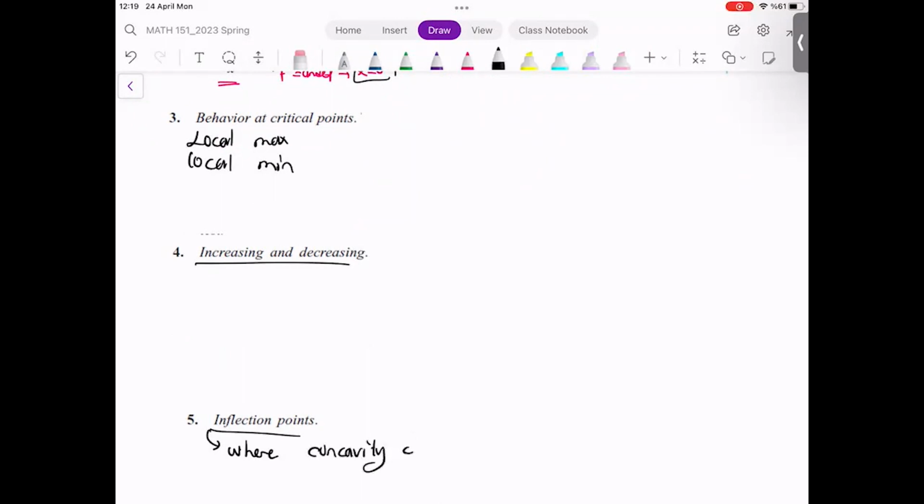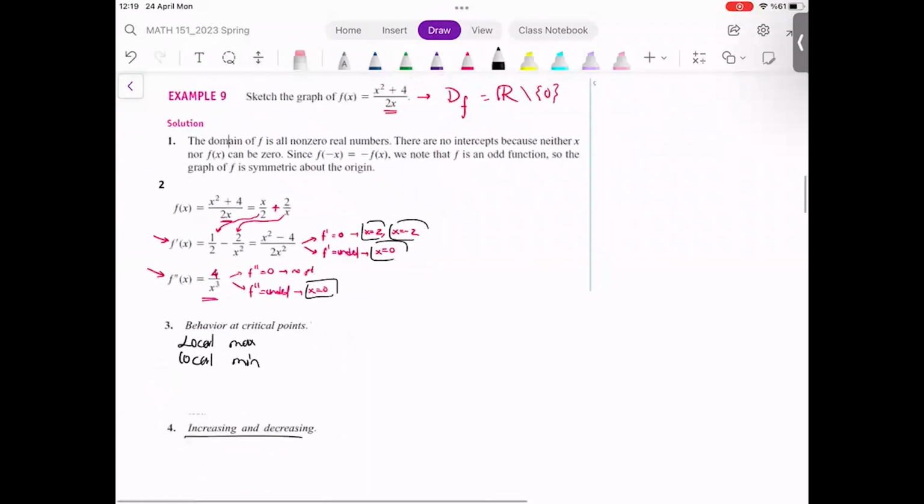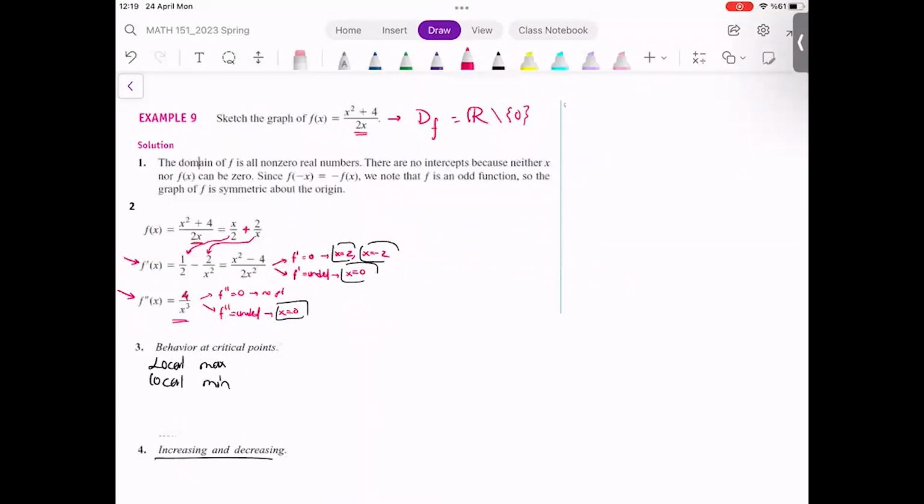Concavity changes. And I want to put one more recall here. Just like the first derivative, the second derivative also gives us important information about the original function.